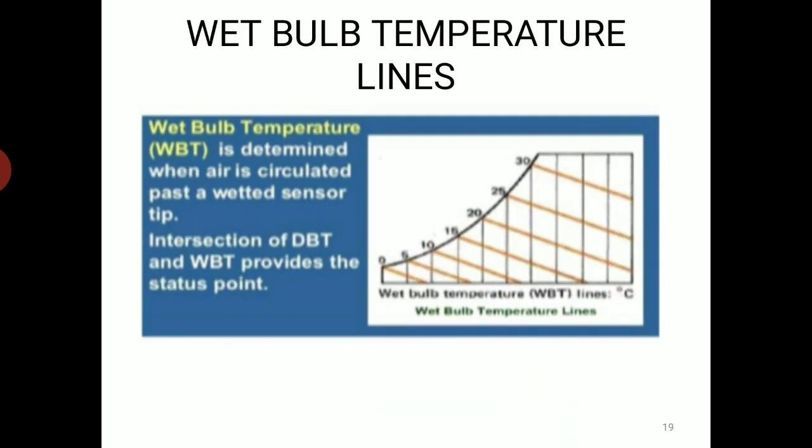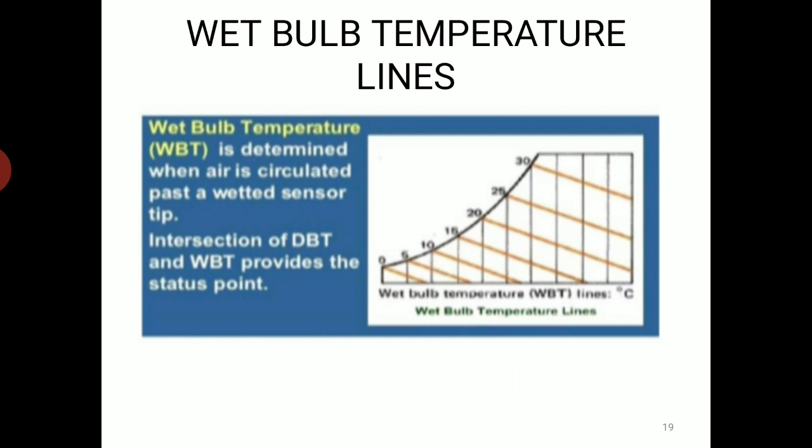Then the wet bulb temperature lines are the fully inclined lines, the orange color lines you can see. One is the vertical lines, dry bulb temperature. The fully inclined orange lines are the wet bulb temperature lines. The wet bulb temperature values can be known on the saturation curve. You can refer to 0, 5, 10, 15, 20, 25, 30. Always remember, at the saturation stage, dry bulb temperature will be equal to wet bulb temperature.